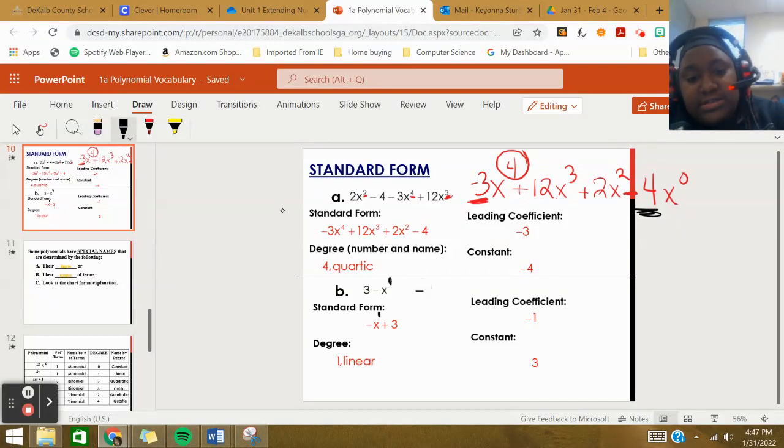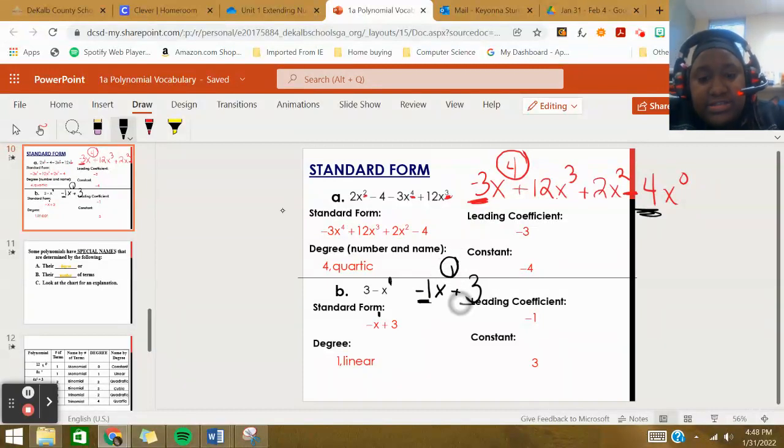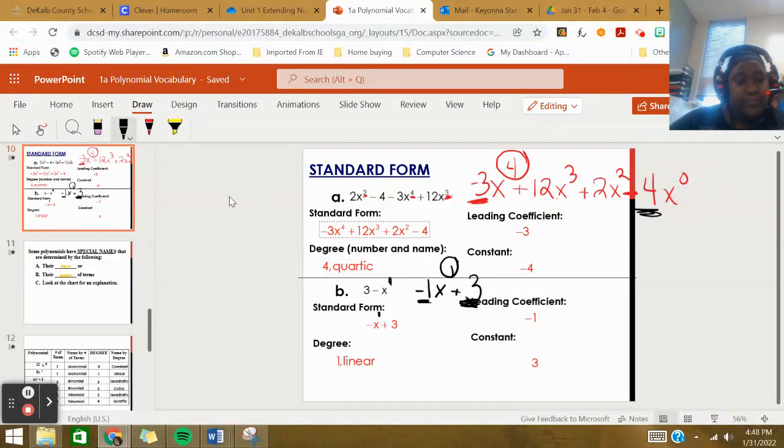So if I rewrite this, it's the same thing as saying -1x to the first plus 3. Okay. So the leading coefficient is a -1 here. My degree is 1. And then my constant is just a +3. Okay. So that's how you guys will fill in this chart. Please pause the video at this time to fill in the rest of your notes.